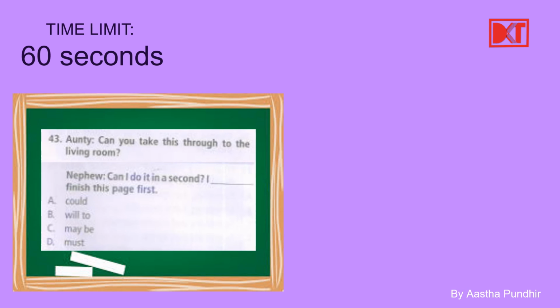Okay, next. Can you take this through to the living room? Nephew replies, can I do it in a second? I dash finish this page first. I will finish this page first, I could finish this page first, I will to finish this page first, I maybe finish this page first, or I must finish this page first. Here the correct answer is D, I must finish this page first. Alright. So the modal must talks about something that he necessarily has to do. Okay.